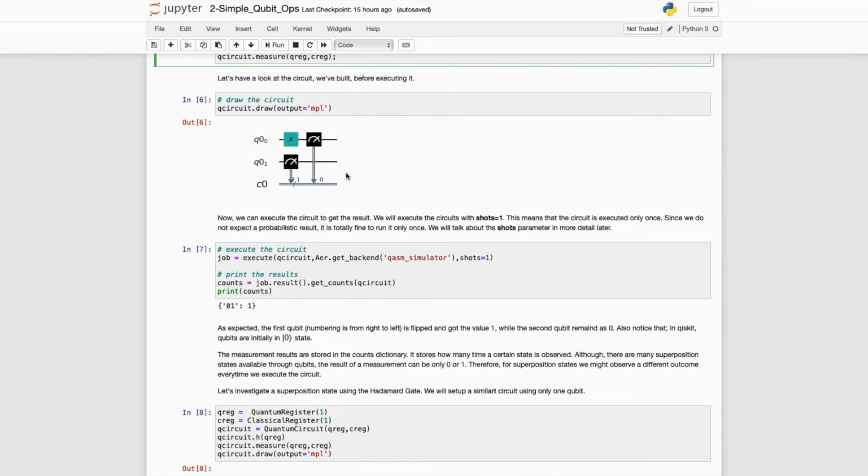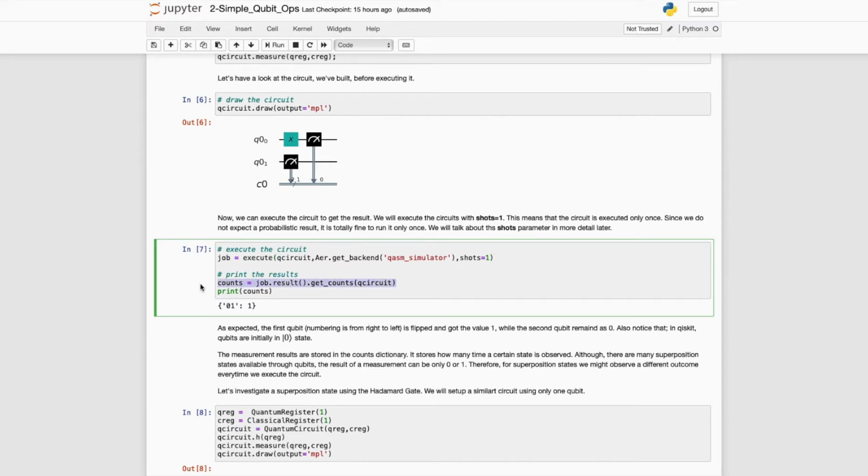Our circuit is ready to be executed. Until this part, we only set up the circuit. Now we need to execute it. So you can execute it using this Qasm simulator backend. We will talk about this backend in more detail in a future notebook. And we will be using shots equals 1 for now, which will be the amount of measurements that we will do on this quantum circuit.